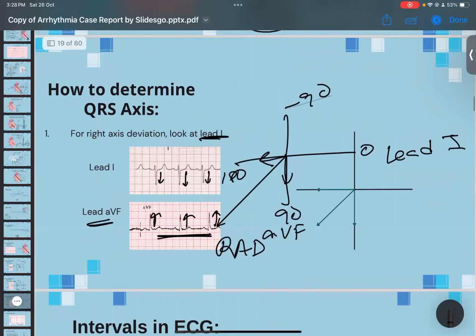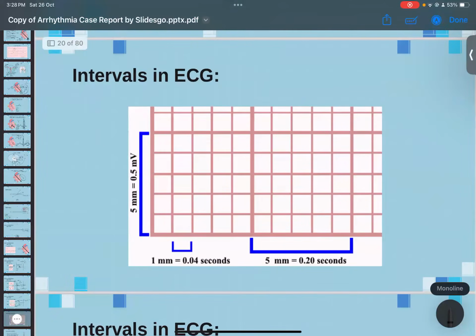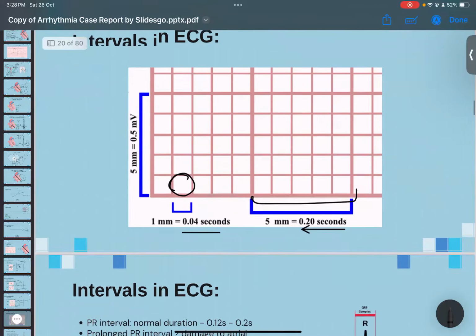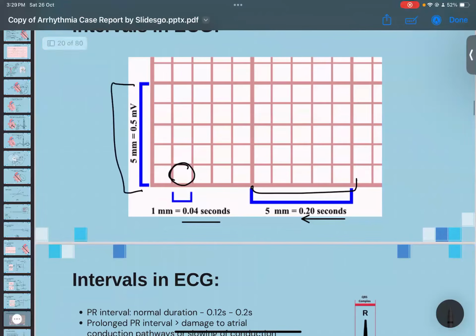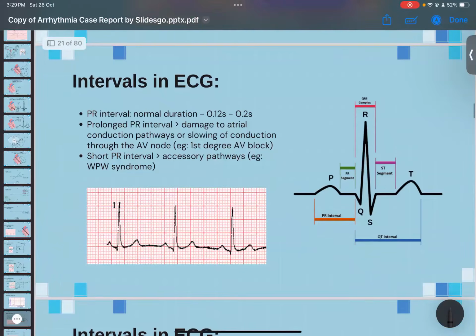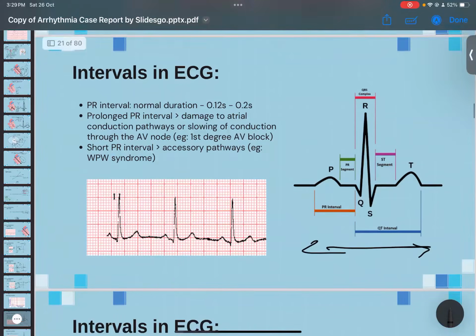Okay, so did everyone understand how you determine the QRS axis? All right, moving on to intervals in ECGs. Small boxes in ECGs are equal to 0.04 seconds, and a big box in an ECG is equal to 0.2 seconds. The amplitude, the way you would measure the current, is 0.5 millivolts. So this is our normal PQRST wave.